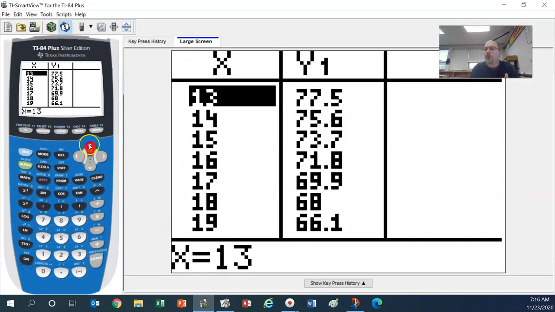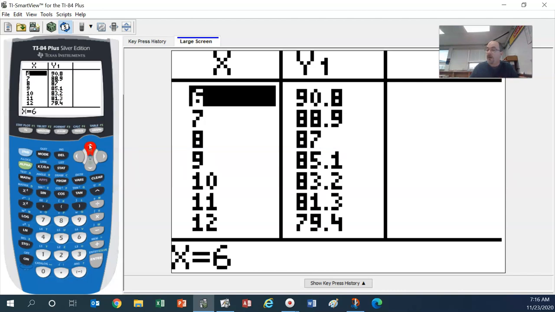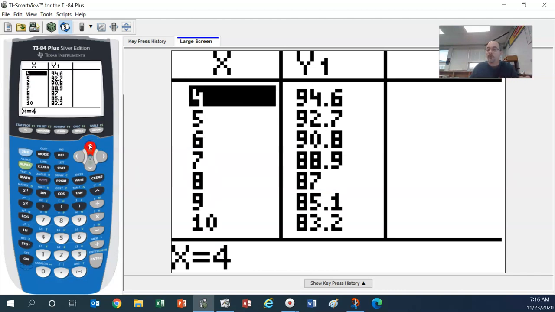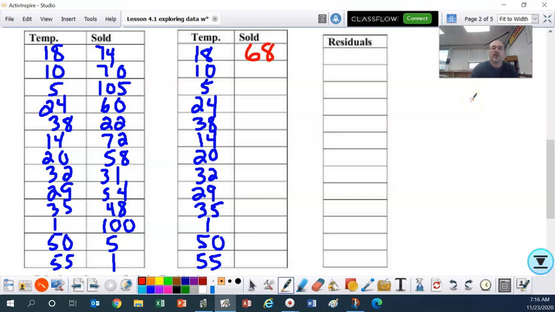Now I'm only going to do a few more of these with you because I don't want to take time showing you every single one. So I'm going to do a few more with you, and then I'm going to pause it and fill the rest in, and you can do the same while I'm doing that. All right. So here's the predicted value for 1 degree. The predicted value is 100.3. Now to make life easy, folks, we're going to round it to the nearest whole number. So we're just going to say 100. So I'm going to go down here to 1 and put in 100.